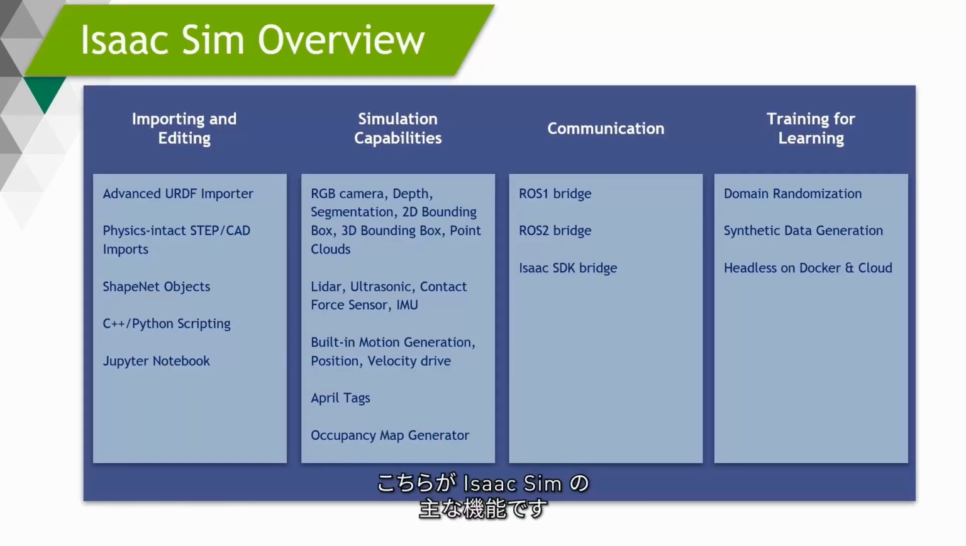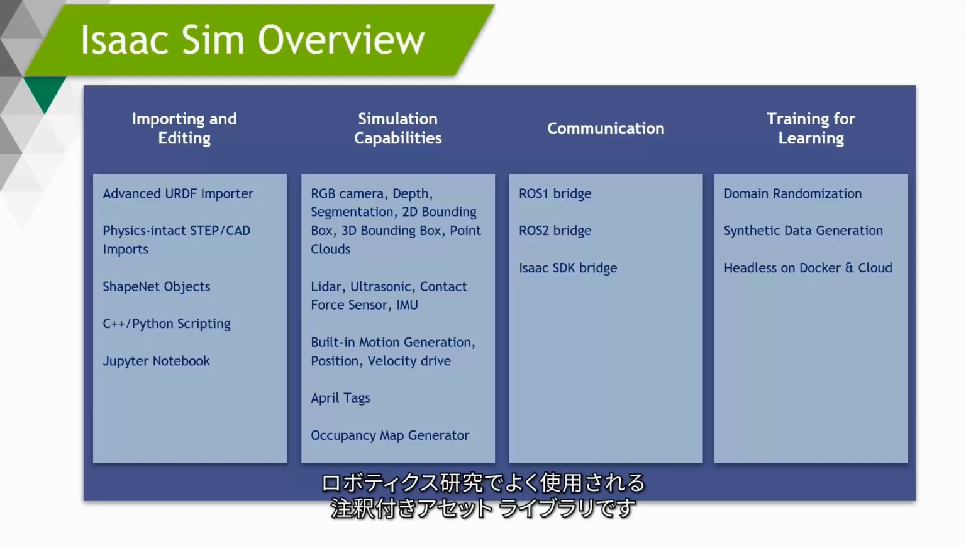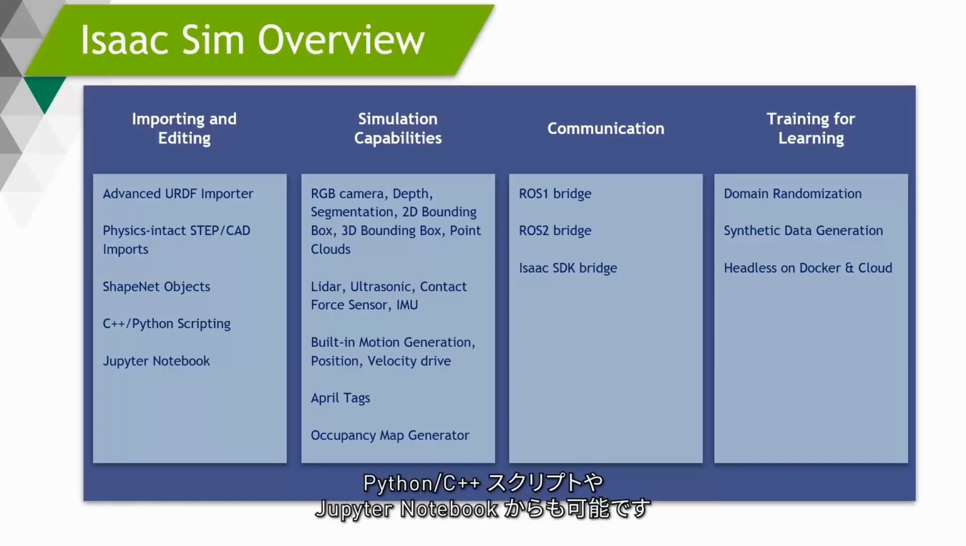So here is an overview of Isaac Sim features. In terms of importing and editing, we are providing importers for URDF and CAD. We also have a special importer for ShapeNet objects. ShapeNet is this library of annotated assets that are frequently used for robotic research. You can interface with the simulator via the GUI, as well as Python and C++ scripting or Jupyter Notebook.